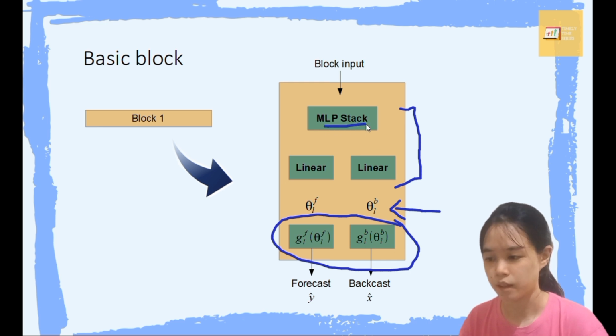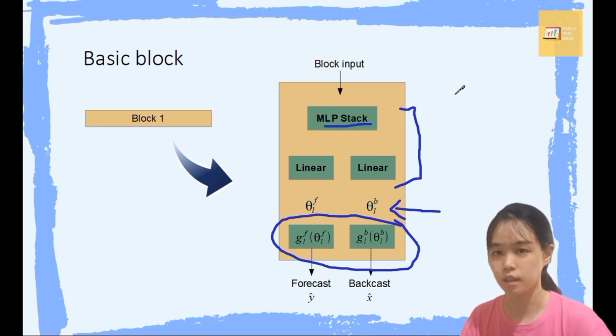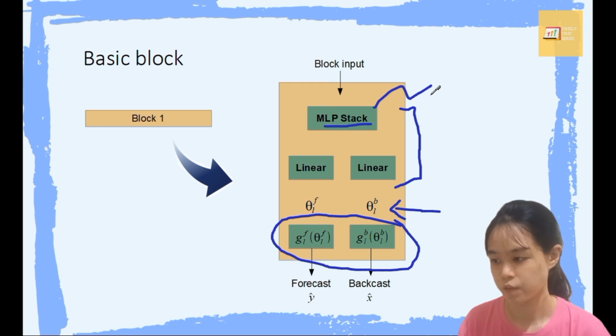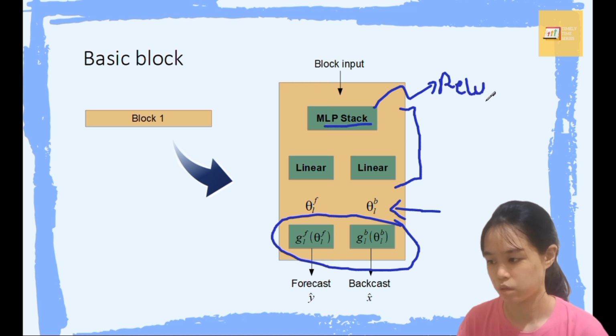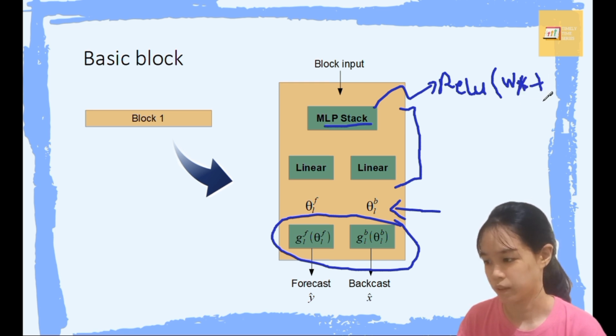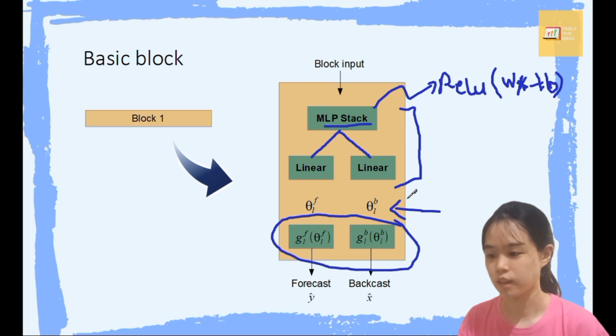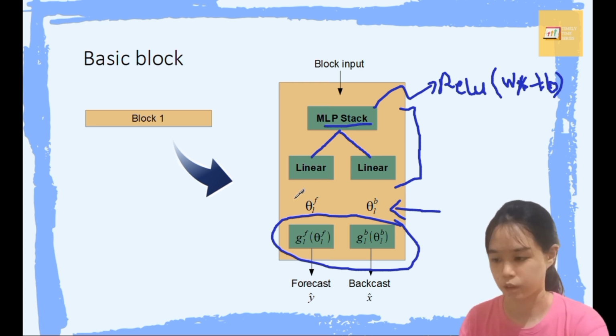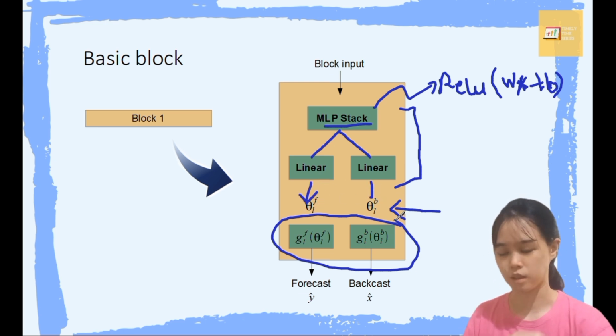This is the MLP stack here. It means it's a fully connected layer network with several hidden layers, and the activation function is ReLU. More specifically, it would be the ReLU function of the weight learned by the layers times x, where x is the input, plus some bias. And then the output of the MLP stack will go into two different layers. Both are fully connected layers, but the activation function is linear. And the output of that would be theta, the coefficient for the expansion.